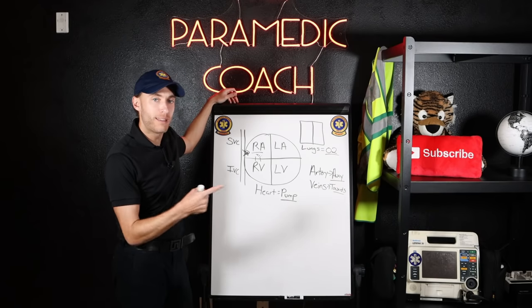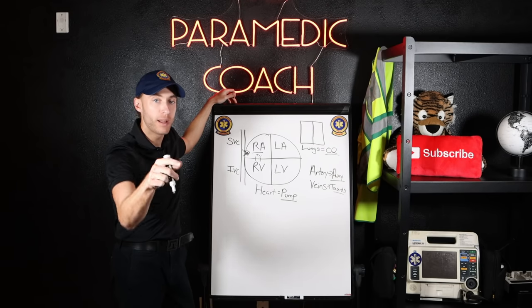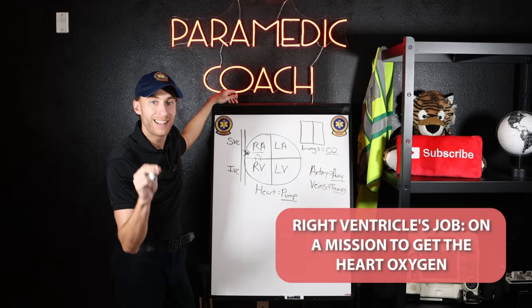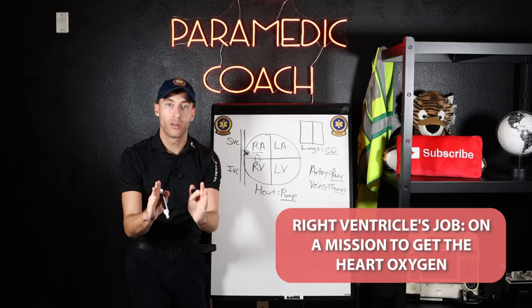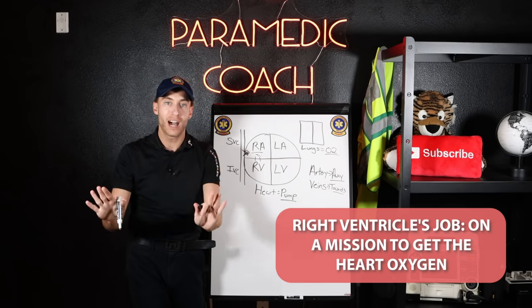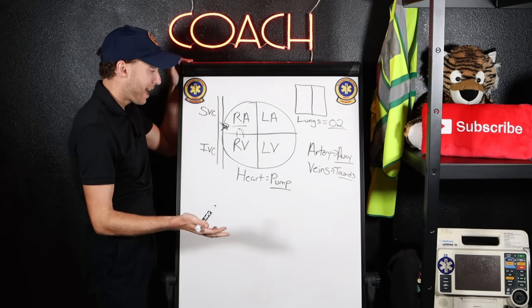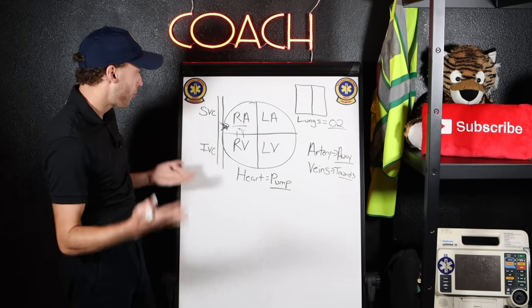Now, I'm going to give the right ventricle a job to do. Its job is to find the oxygen. It needs to get oxygen for the heart. That's going to be the job of the right ventricle. We need to get oxygen. So the ventricle says, okay, how do I get oxygen in this blood flow?